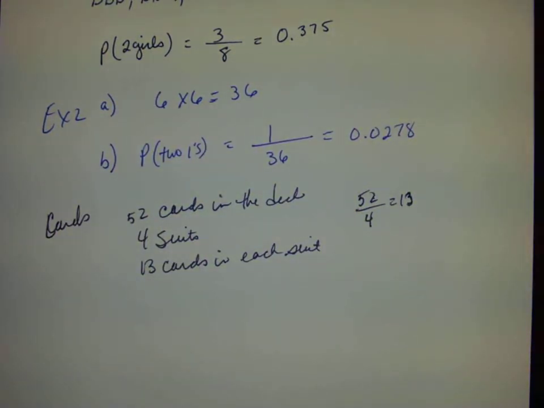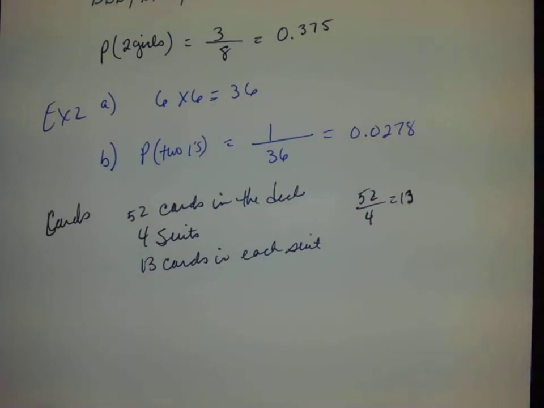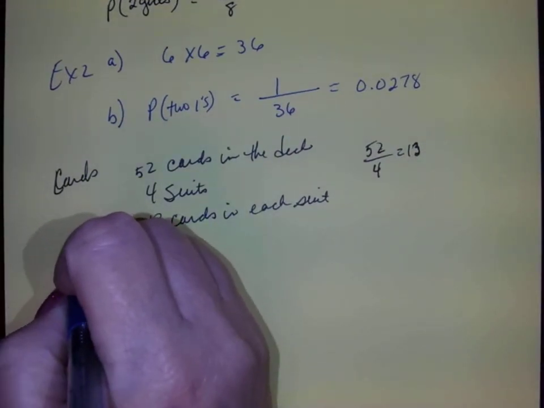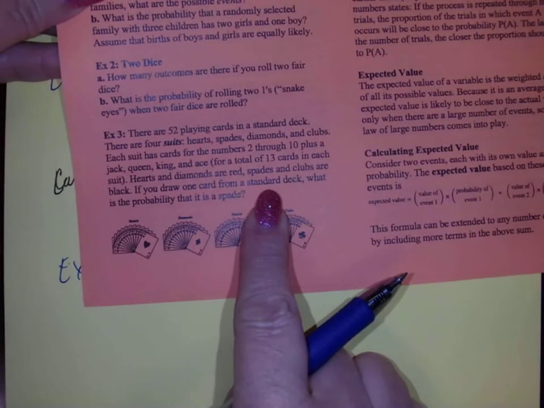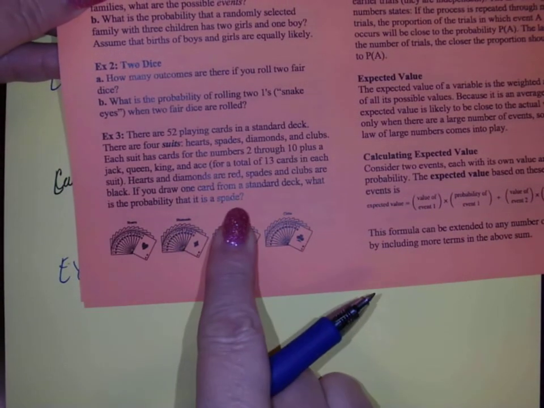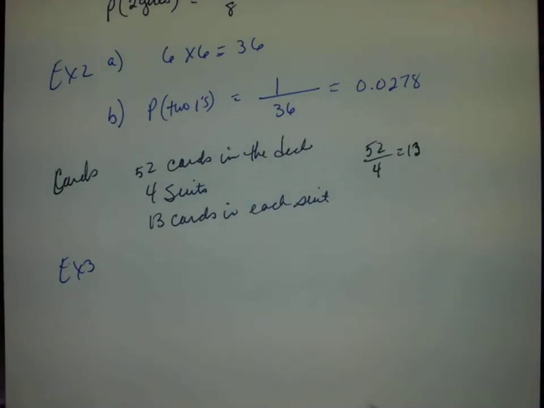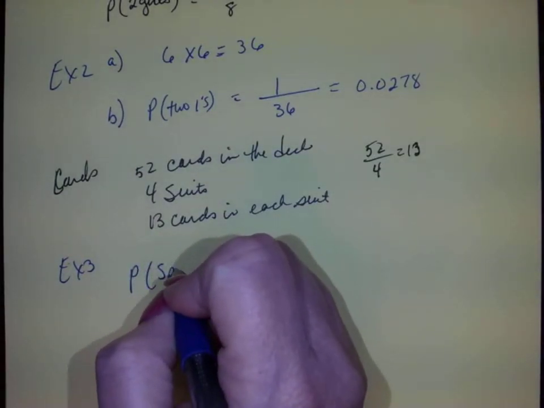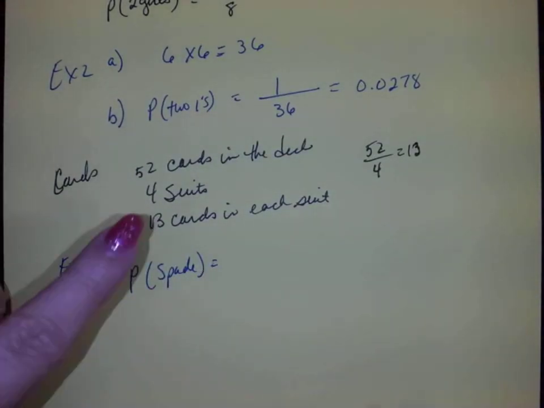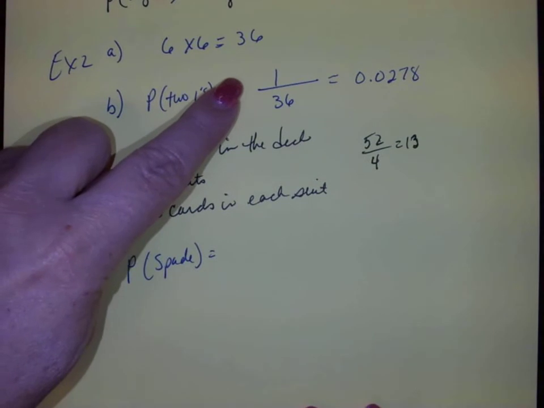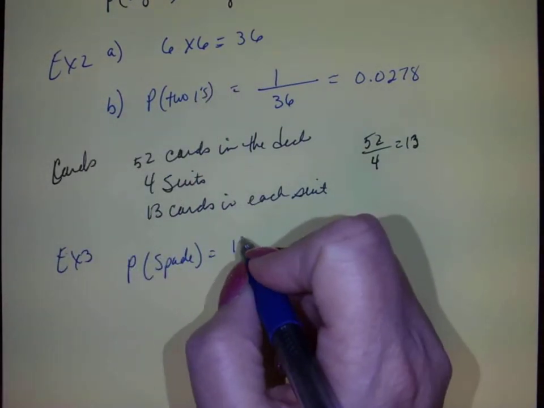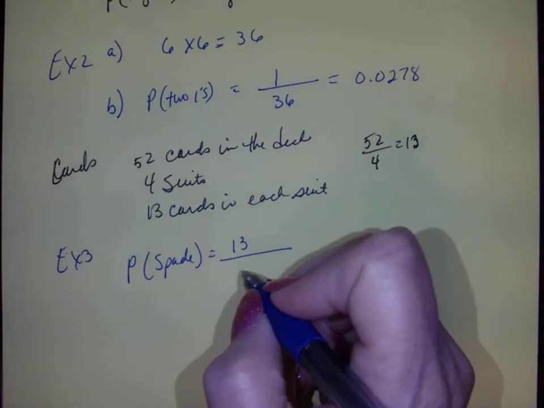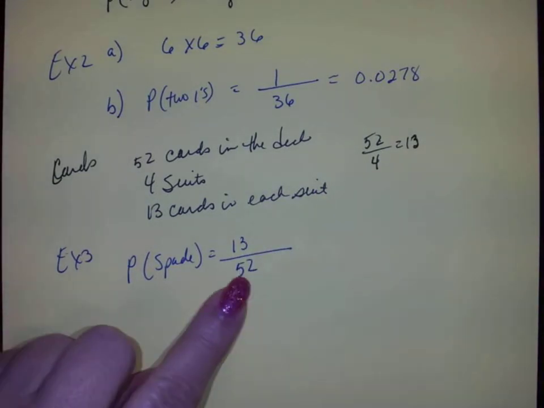All right, so let's go look at our question. So this will be example 3. The question was, if you draw 1 card from a standard deck, what's the probability that it's a spade? Well, the probability of drawing a spade is going to be the possible outcomes again. What's the total possible outcomes? Well, there's 13 cards in each suit, so there are 13 spades in the deck out of a total of 52 cards in the deck.